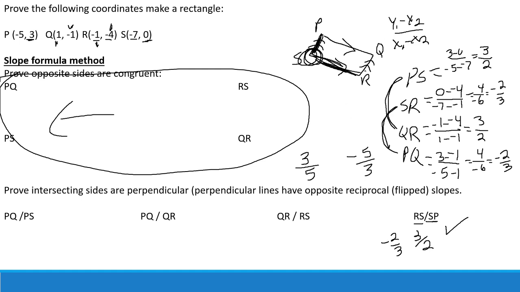So what about this one right here? This one is QR and SR. So QR is 3 halves. SR we already automatically know is negative 2/3. So that also checks out. So it's a right angle there.